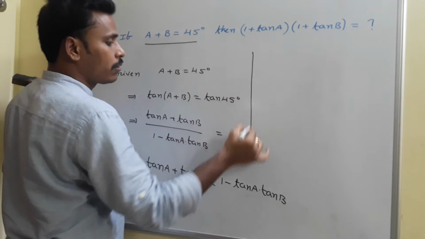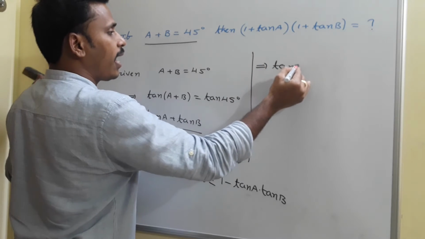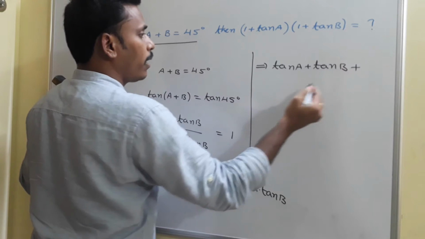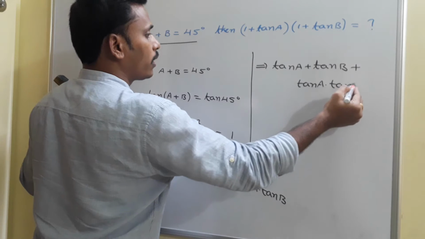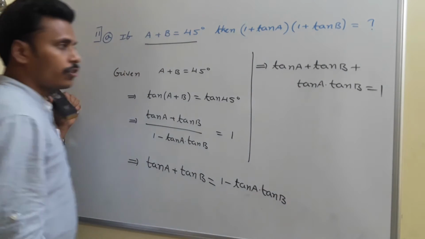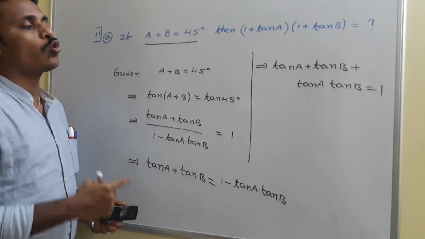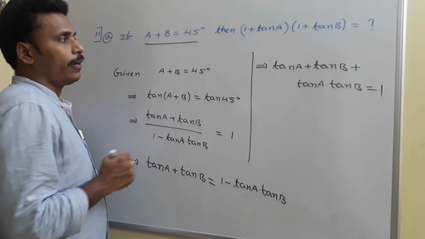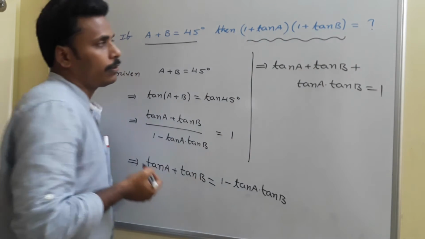And how it becomes, if you look there, that implies tan a plus tan b plus tan a into tan b is equal to 1. Is it right? Yeah. See, tan a plus tan b plus tan a into tan b is equal to 1. Once you think about what we need to find, we need to find this, 1 plus tan a into 1 plus tan b.